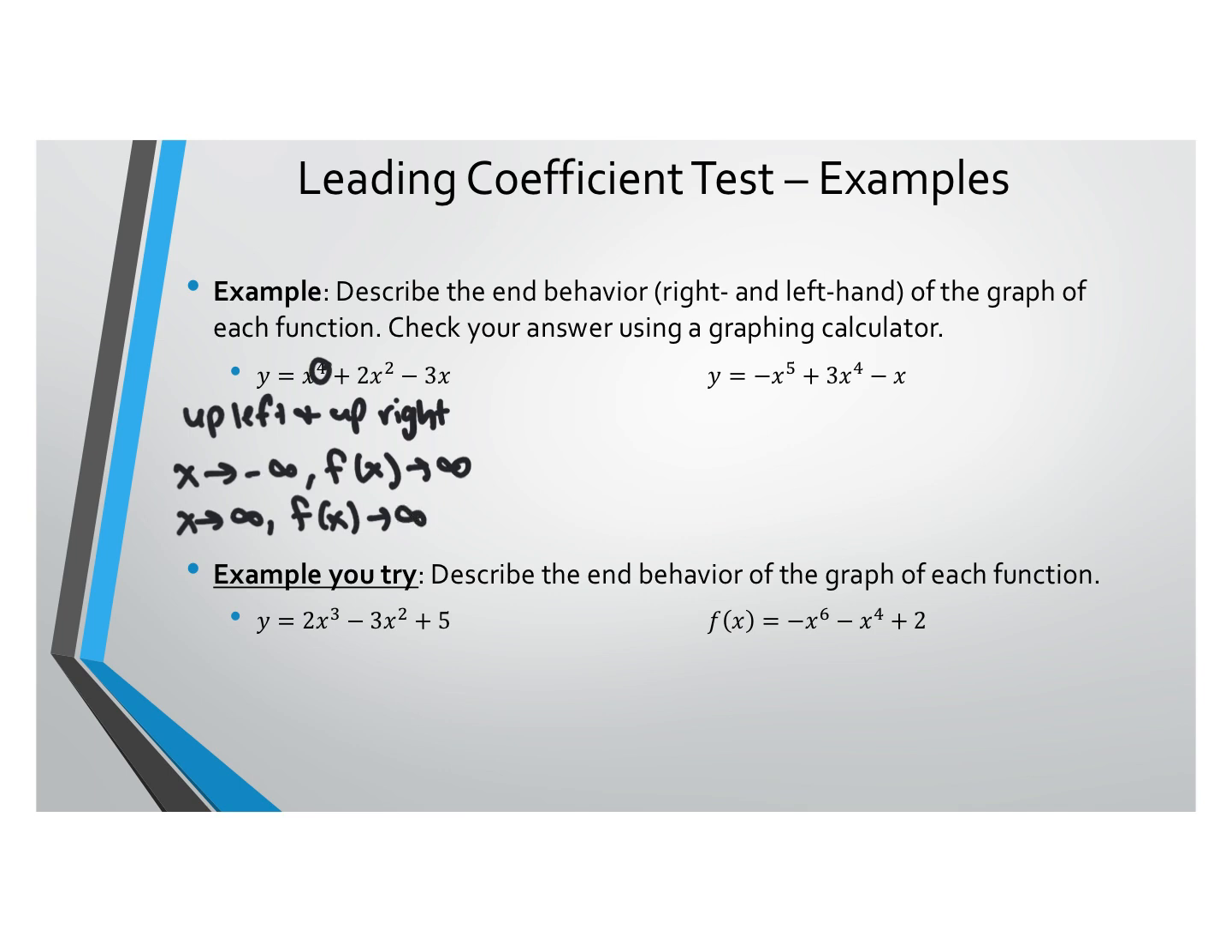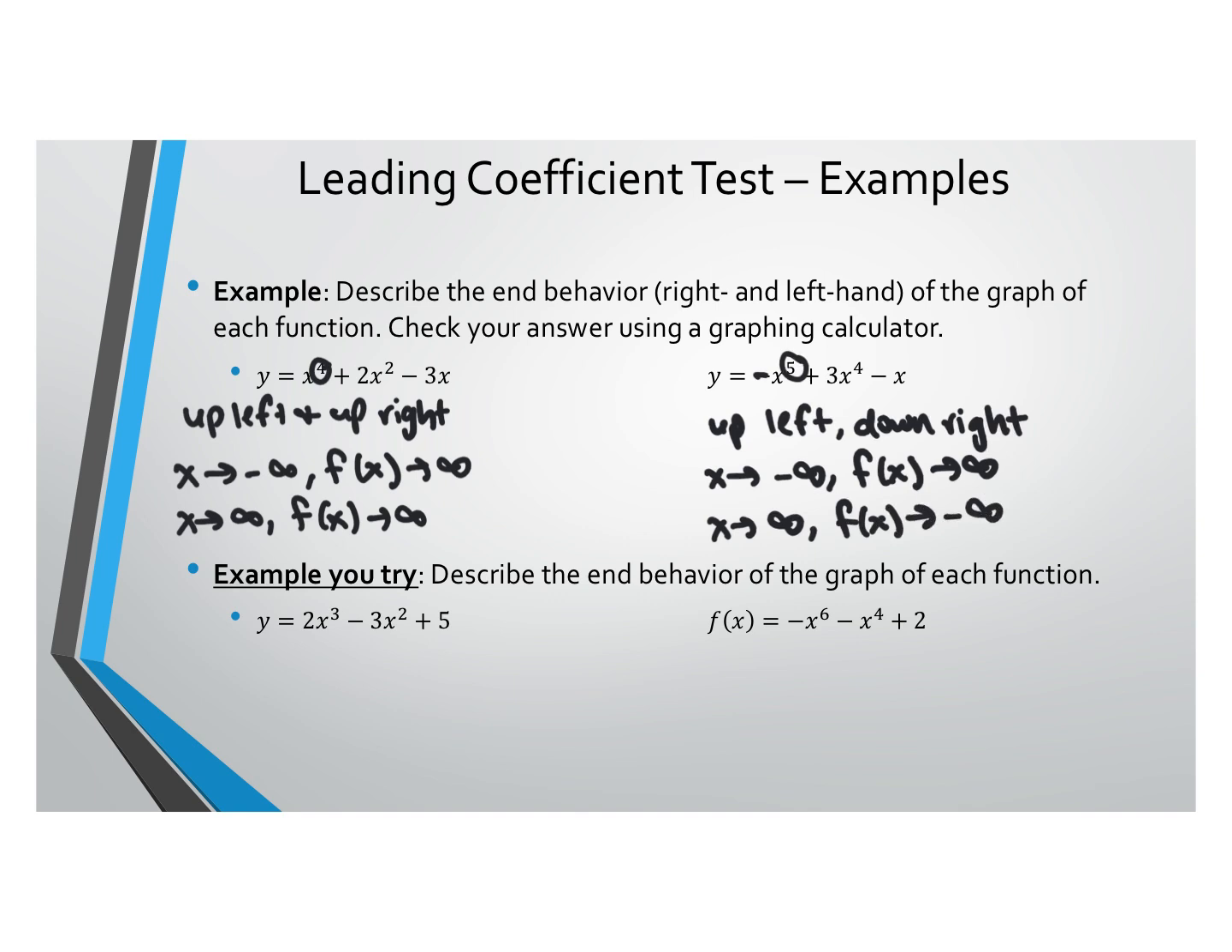Good. If we look at B, notice we have an odd degree and a negative leading coefficient. If that is the case, I have odd and negative. We are going to go up left, down right. Okay, and if you wanted to write your fancy notation, as x approaches the left side, our y value is increasing. And as x approaches positive infinity, our y value is decreasing.